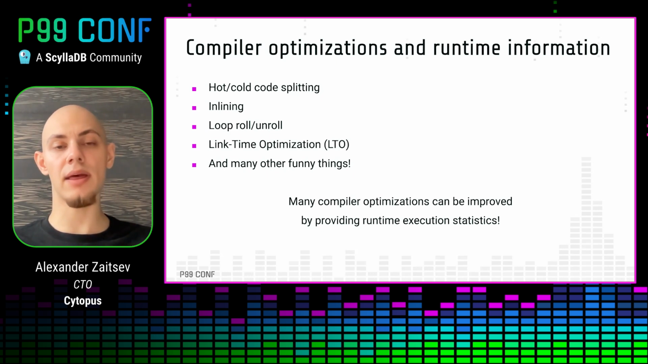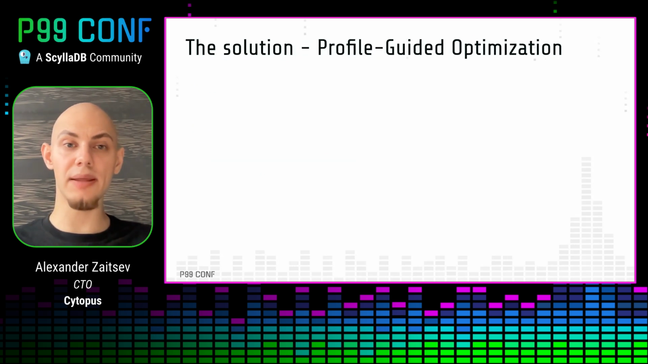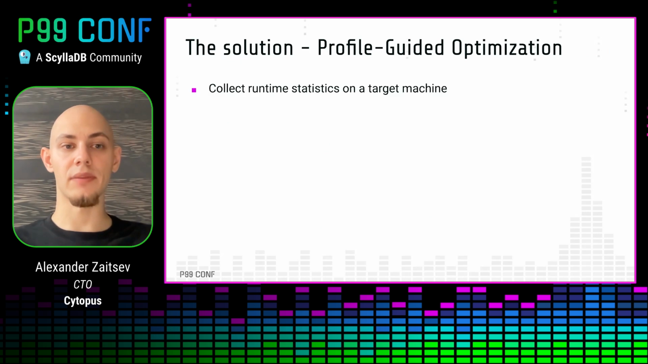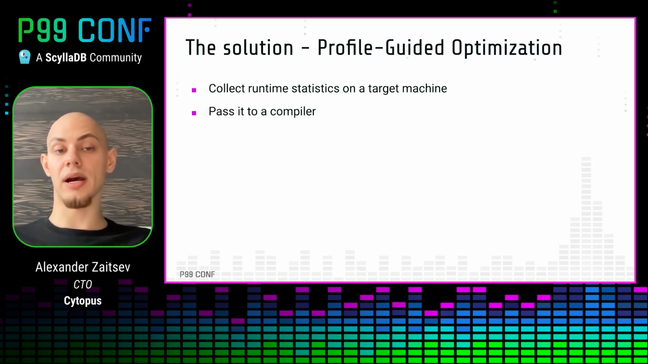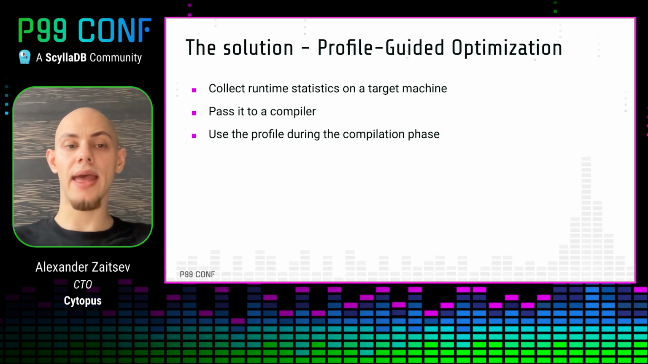And here we see a problem because in the just-in-time world, we have a way to gather the statistics on a target machine because we have some virtual machine that executes our application and is able to gather the statistics. But for the ahead-of-time world, we don't have such a possibility because we have only a native binary on a target machine, and that's it. And the solution for this problem is called profile guided optimization. So the idea is very simple. Collect runtime statistics on a target machine in some way, pass it somehow to a compiler in our CI/CD pipeline, and use this profile during the compilation phase.